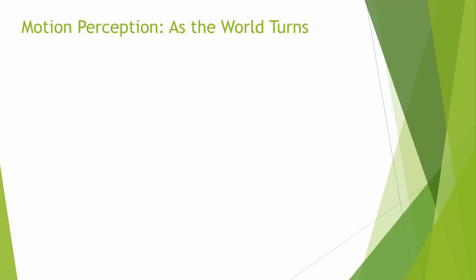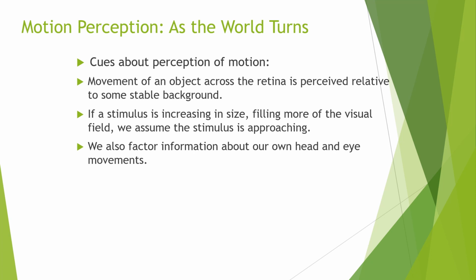The next thing to talk about is movement, and specifically motion. We have various cues that tell us about this perception of motion. One of those is that the movement of an object across our retina is perceived relative to some sort of stable background. If you hold your hand out in front of you and you pick up a pen and move that pen across your hand, we see that because the background remains constant. The background is stable. It is not moving.